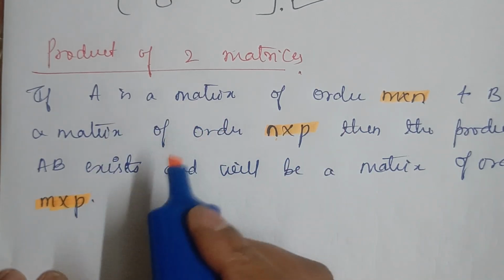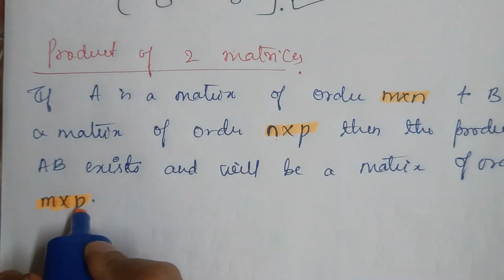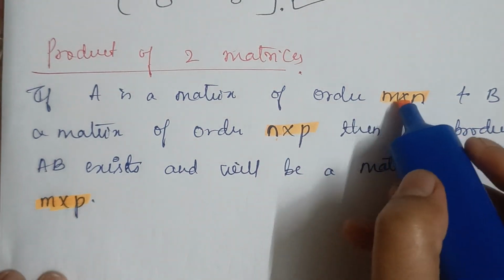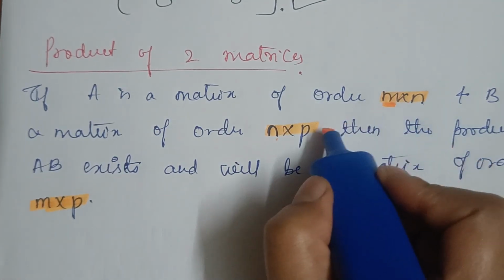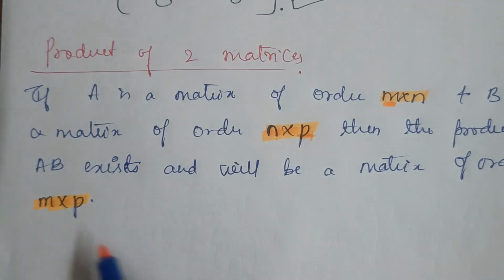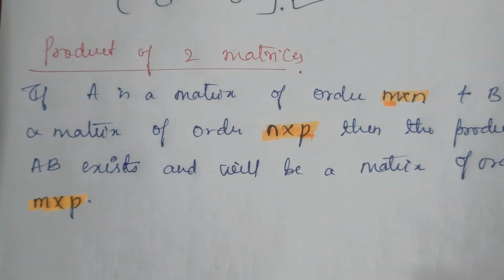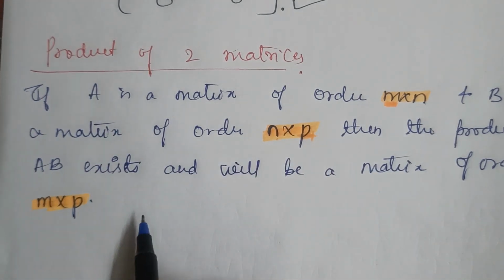And the order of the matrix will be m by p, sorry. So that is the number of rows in the first matrix and the number of columns in the second matrix. So this is going to be the order of the newly generated matrix by multiplying two matrices A and B. I hope you understood.